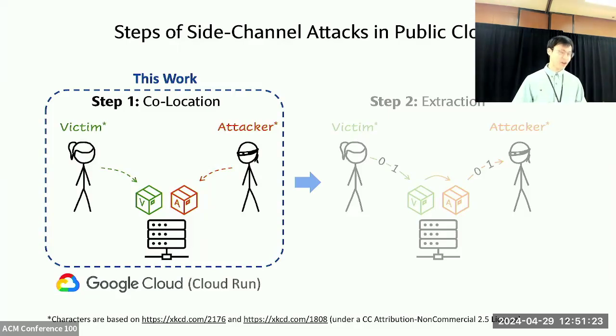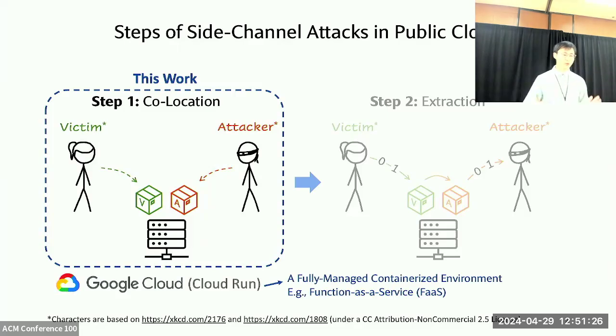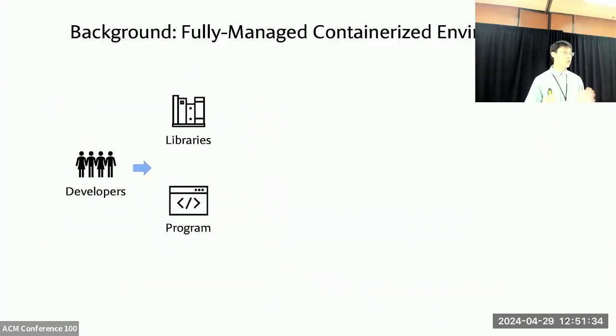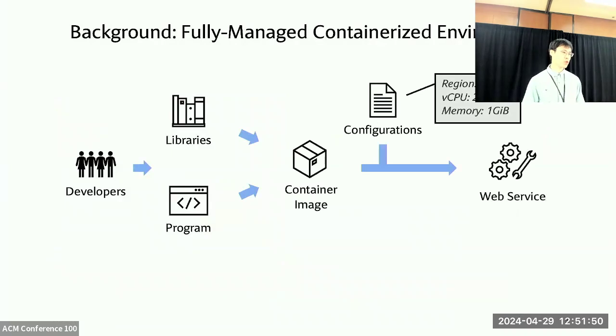The product that I targeted is called Cloud Run, which is a fully managed containerized environment that supports many computing paradigms like function as a service, or FaaS. Here is a very quick background introduction to what such an environment usually looks like. From a high level, the developers develop some program and pack the program with the required libraries into a container image. Then they specify how much resource is going to be required by a single container instance, and then deploy the image as a service. After the deployment, the entire service is fully managed by the cloud vendor.